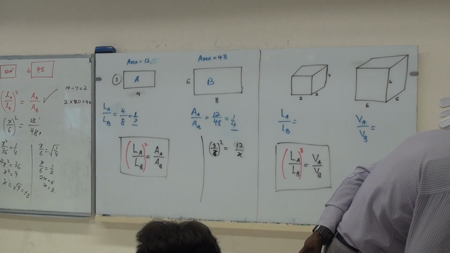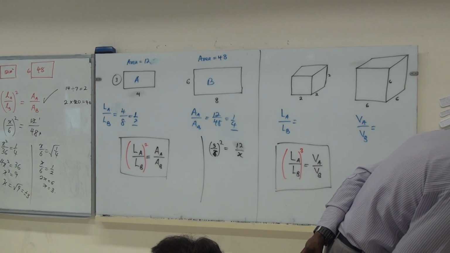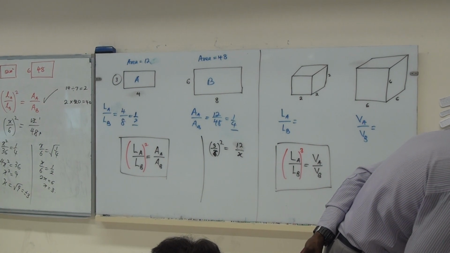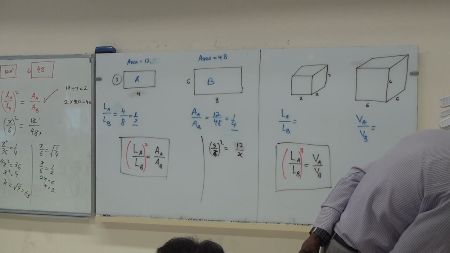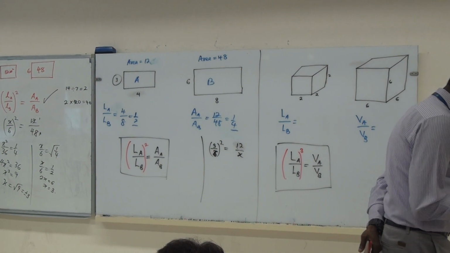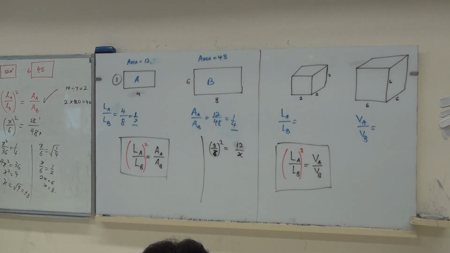Because when you square that, you get 1/4. And that's the calculation. But you don't have a calculator. So reduce before you square or before you cube.